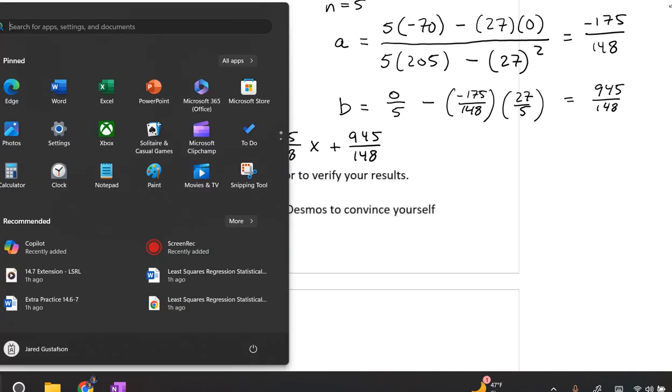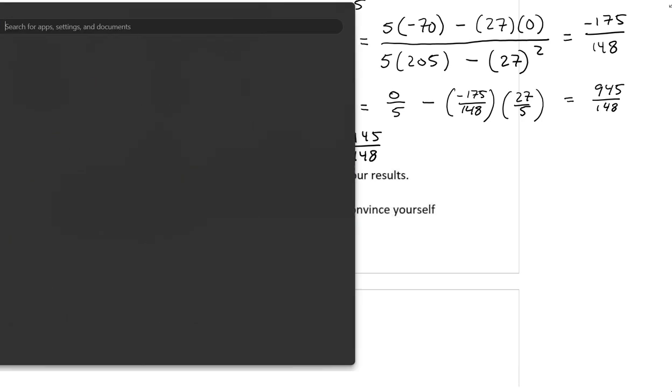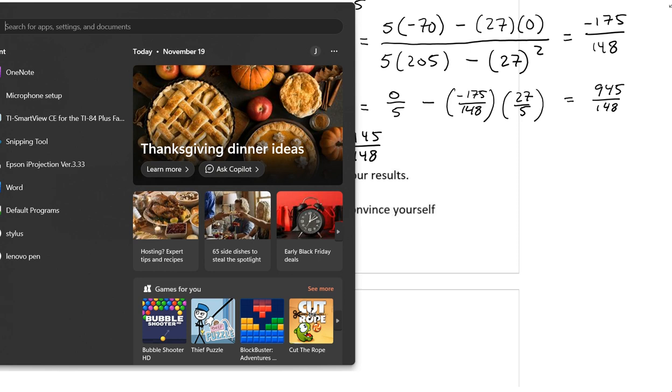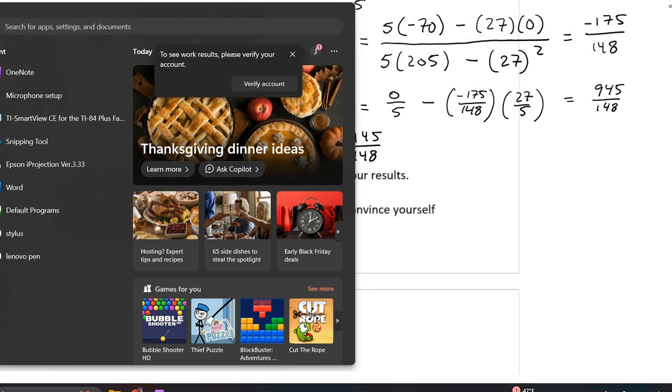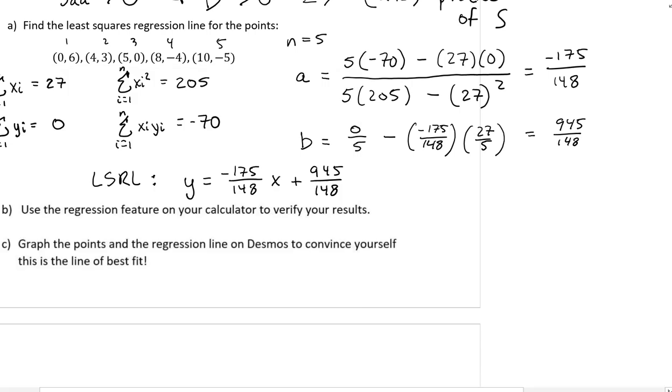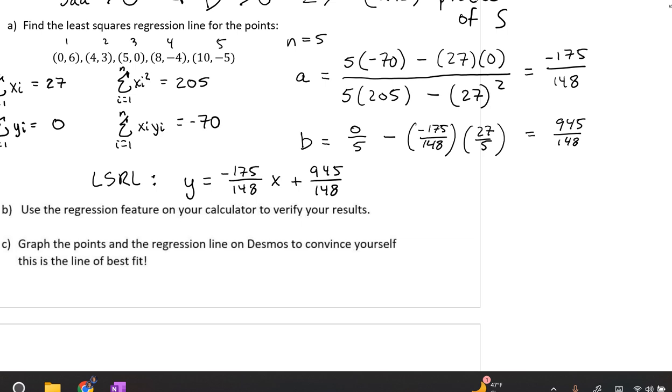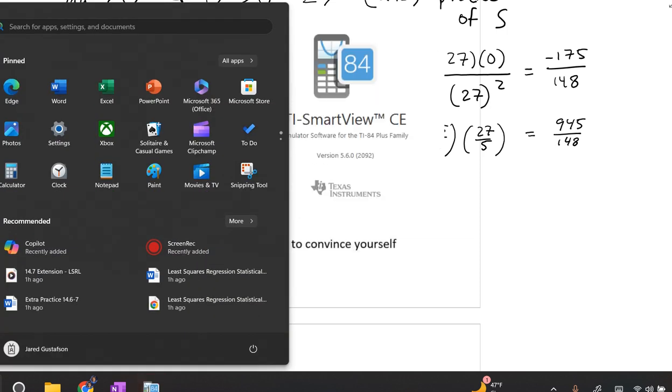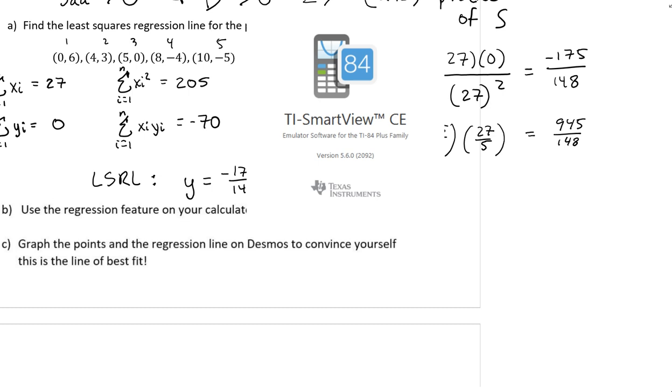Let's see. I need to do... Sorry about this. I thought I had it up. There it is, TI Smart View for me, so I can show you how that works. Did this not bring that up? There it is. Okay, it's going. Sorry about this. I thought I had it up.